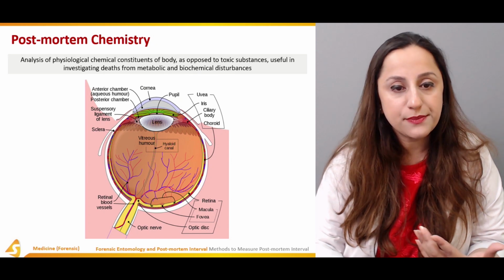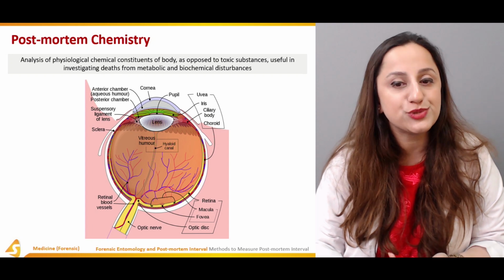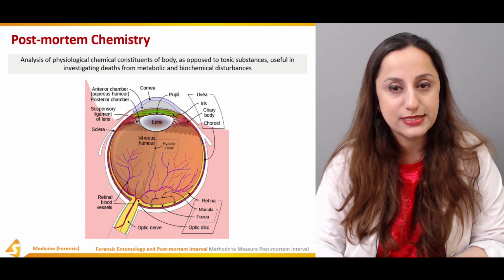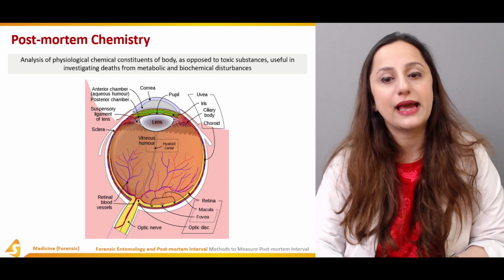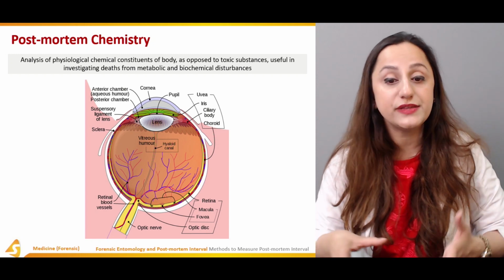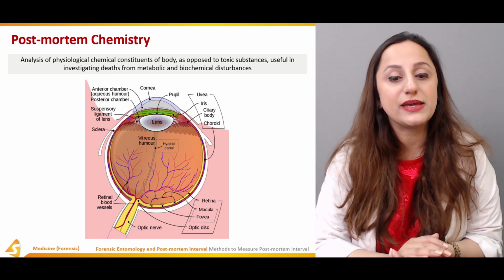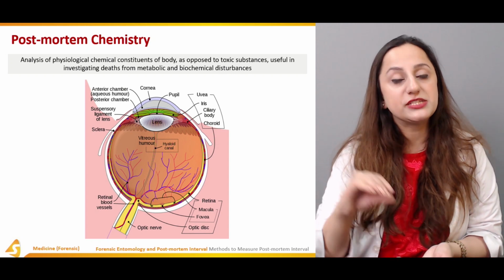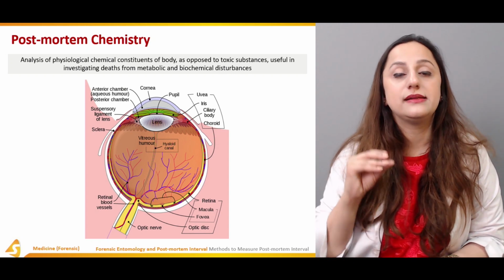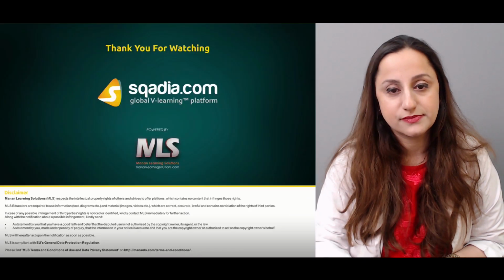So post-mortem chemistry is the analysis of the physiological chemical constituents of the body as opposed to the toxic substances, useful in investigating deaths from metabolic and biochemical disturbances. For example, the potassium levels in this diagram, as we can see, rise in the vitreous humor after death. They have a particular pattern of rising, and that will contribute towards calculating the time since death.